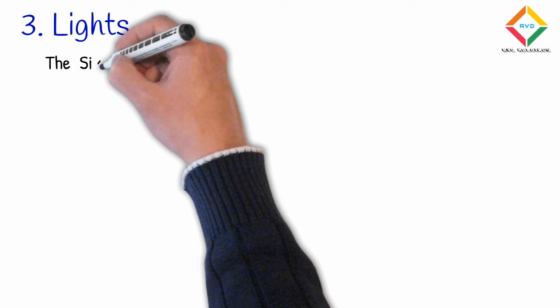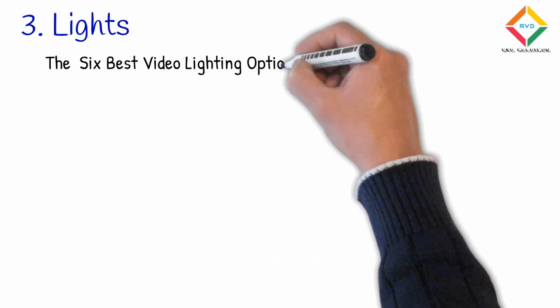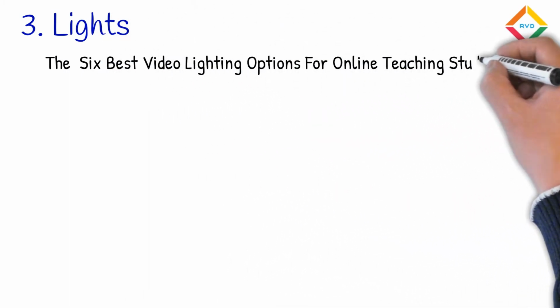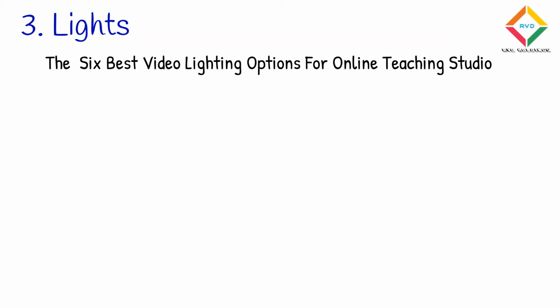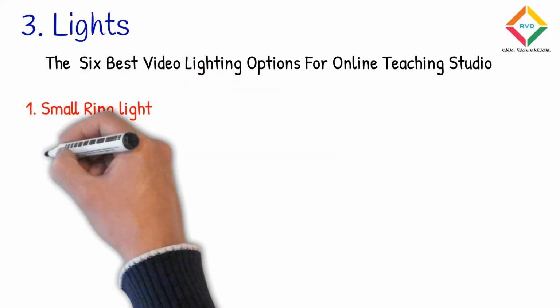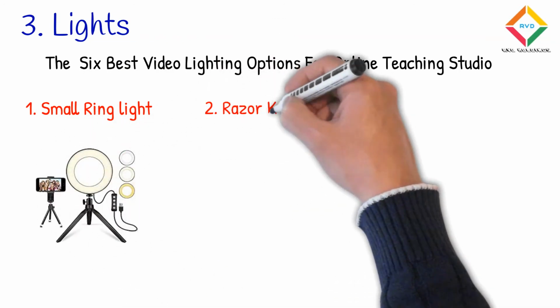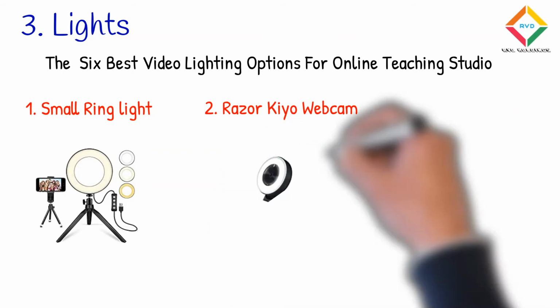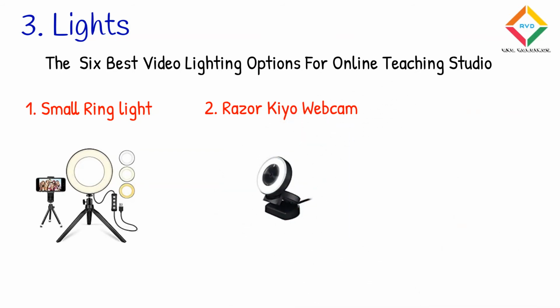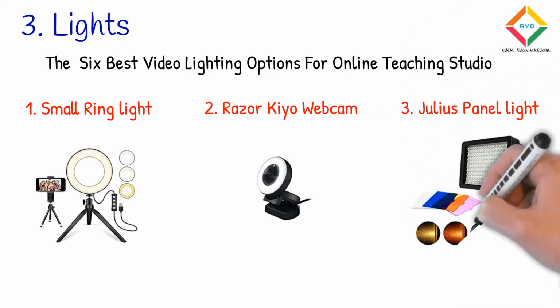Next, the lighting. The most important one, because this can make your video high standard. So, there are 6 types of lighting setup. Let's see them. First, small ring light. Second, Razer Kiyo webcam. And third, Julius panel light.